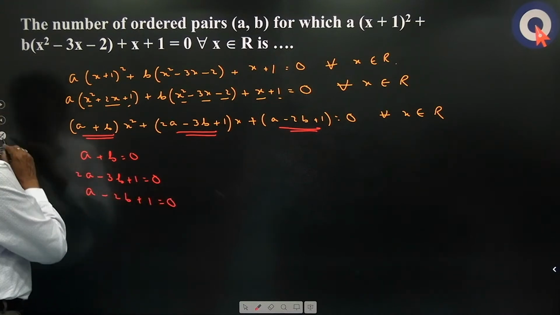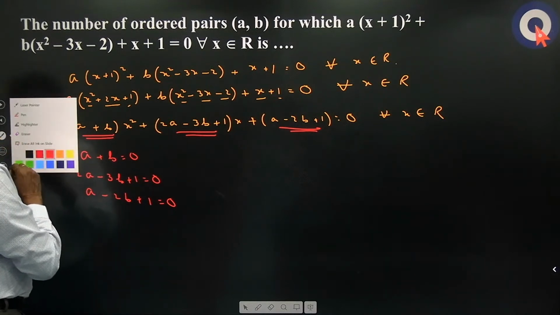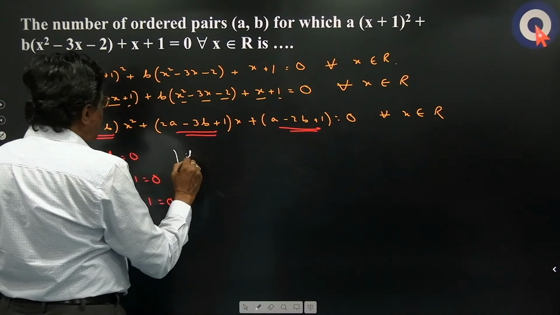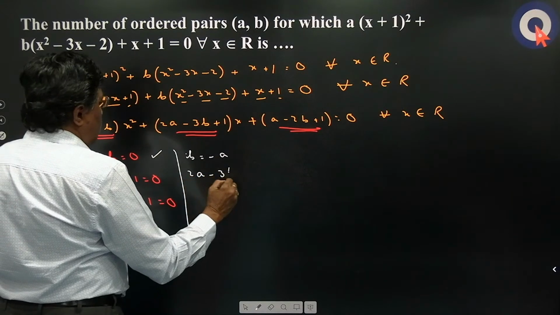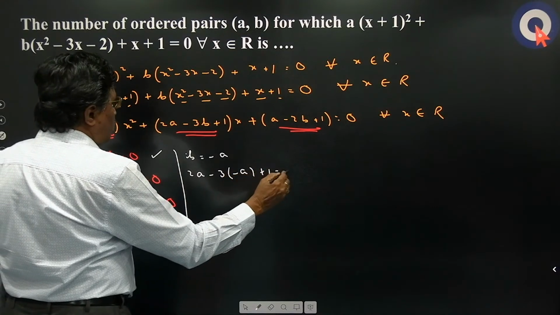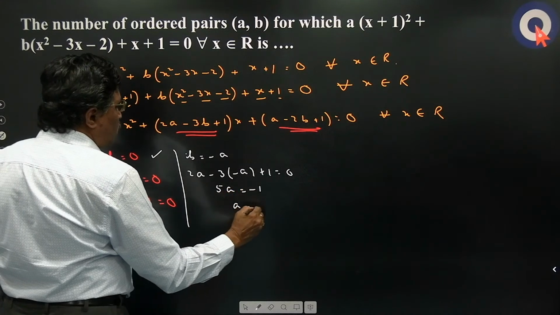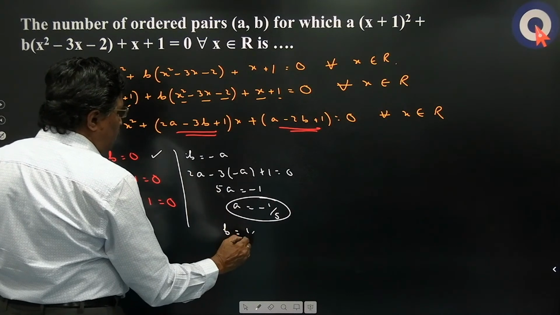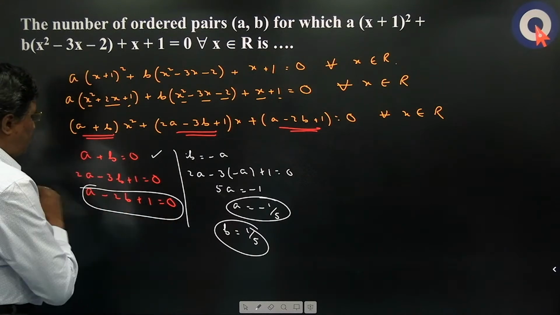We can take any two equations and solve them, and the values obtained must be satisfied by the third one. So from the first one, B = −A. If I put it here, 2A + 3A + 1 = 0, so 5A = −1, or A = −1/5. So as A = −1/5, B has to be 1/5. So these two values have to satisfy this one.